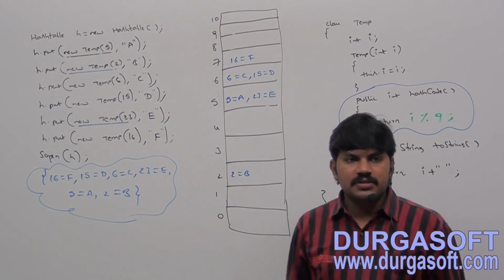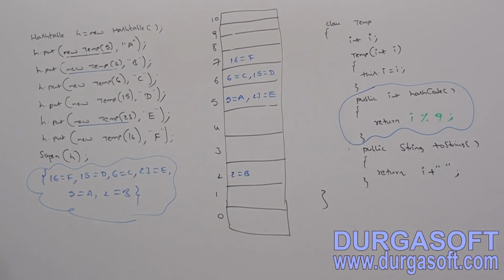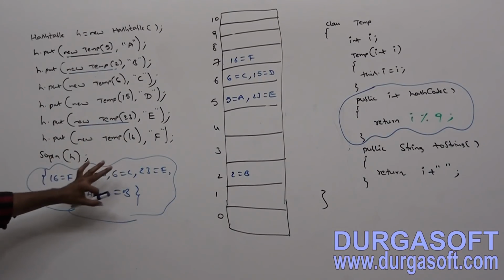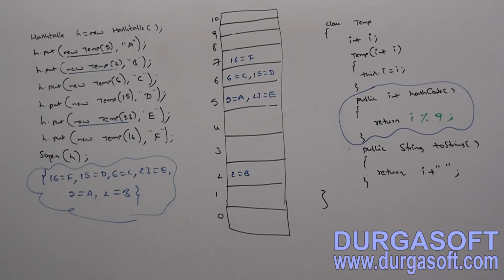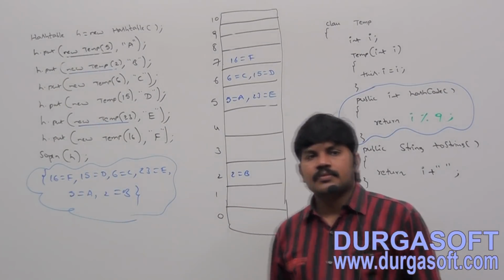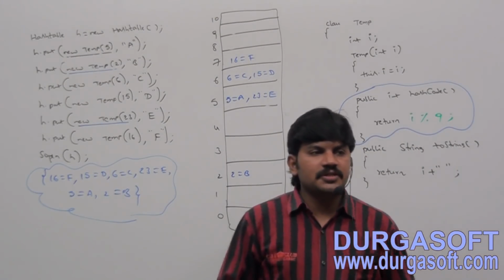HashTable h = new HashTable(); h.put(new Temp(5), "a"); h.put(new Temp(2), "b"); Of course, this thing is not required, just the table and the output. Completed. Okay sir, I want to make a small change, another change.